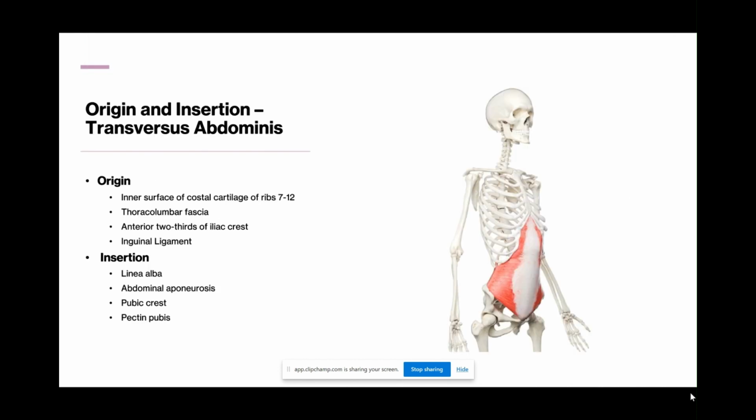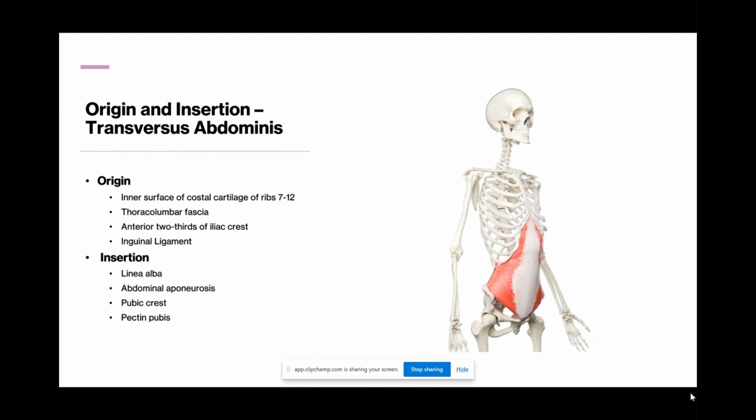Let us begin by discussing the transversus abdominis. There are 4 points of origin for the transversus abdominis. First, the inner surfaces of the costal cartilage of ribs 7 through 12. The next origin point is the thoracolumbar fascia, which is between the iliac crest and the 12th rib. The anterior 2/3 of the iliac crest and the inguinal ligament, as well as corresponding iliac fascia, are also origin points for the transverse abdominis.